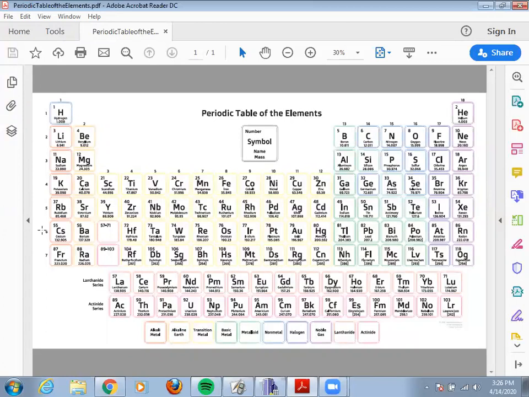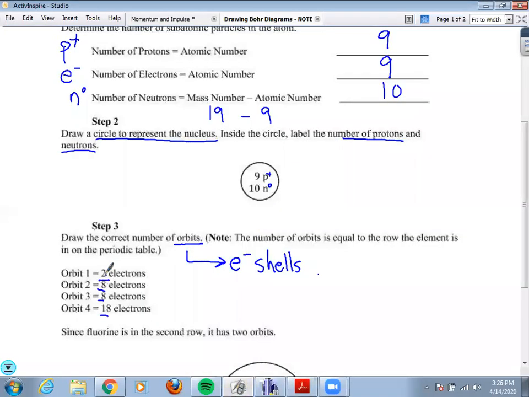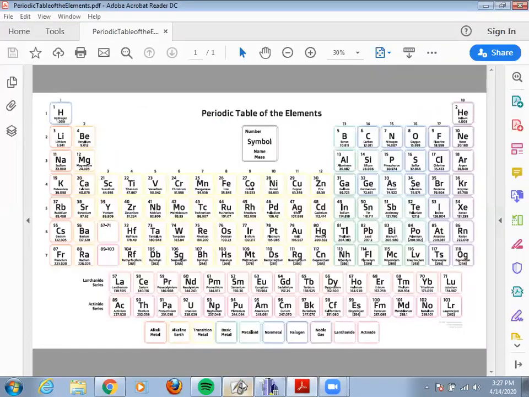Now, back to the number of electrons that fit inside each shell. It goes 2, 8, 8, 18, 18. How do we know this? Well, you can count the number of elements in each row. The first row has 2, hydrogen and helium. That means 2 electrons fit in the first shell. The second row has 1, 2, 3, 4, 5, 6, 7, 8. So in the second row, you can fit 8 electrons.